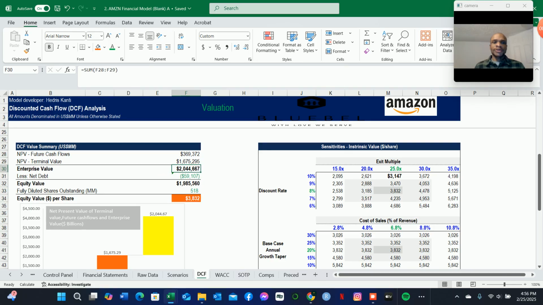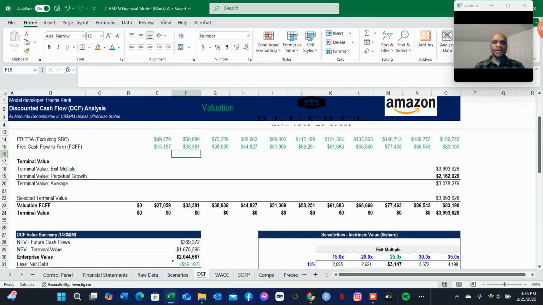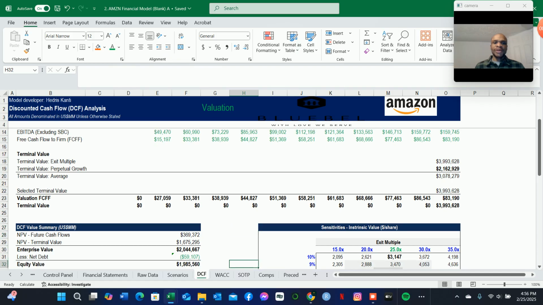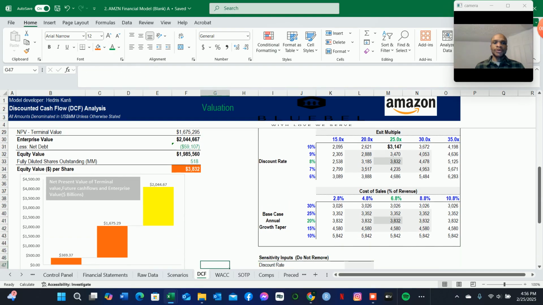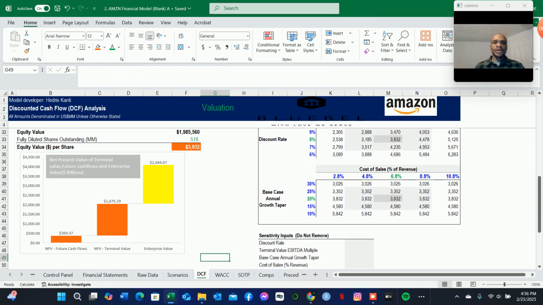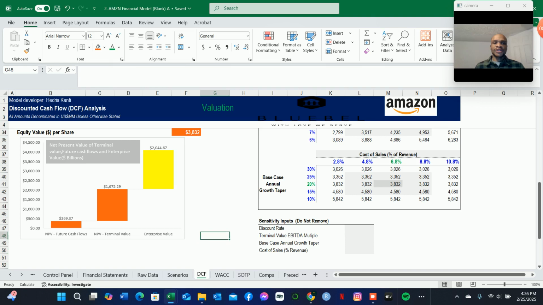So we had the enterprise value using the DCF analysis of roughly $2.2 trillion, and we had the equity value of roughly $1.9 trillion, and we also had the equity value per share of roughly $3.8 million per share. So this was estimated using the DCF analysis, and now we want to move on to the sum of the parts analysis, which is another primary valuation methodology. So we're going to be performing the value of Amazon based on the sum of the parts analysis, and we will also use another primary valuation measure, which is the precedent transaction.